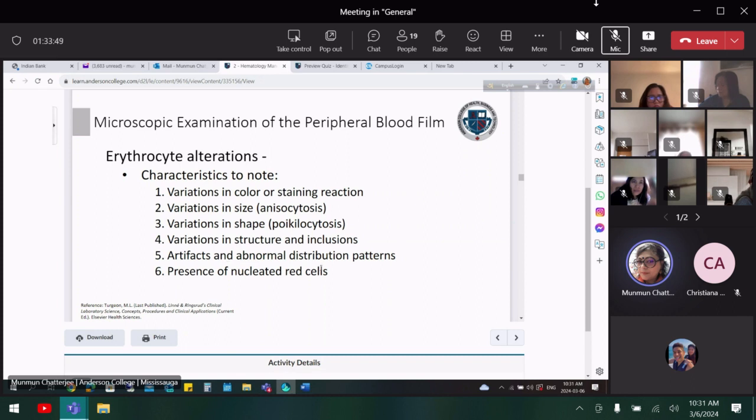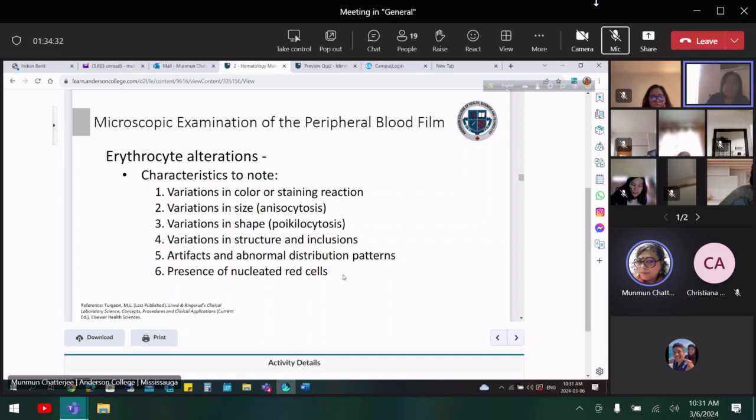Note the variation in structure and inclusions, artifacts, abnormal distribution patterns, presence of nucleated red cells. If there are too many nucleated red cells, what is happening? What will it tell? Polycythemia, right? Like production of more red blood cells. Yes, nucleated red cells, there may be polycythemia. When there is too much, sorry, too much young, immature red blood cells. Immature red cells. I am just saying, you confuse me. Too much red cells is polycythemia.